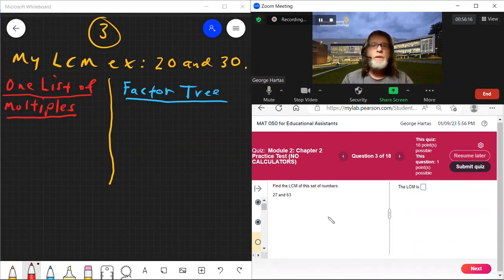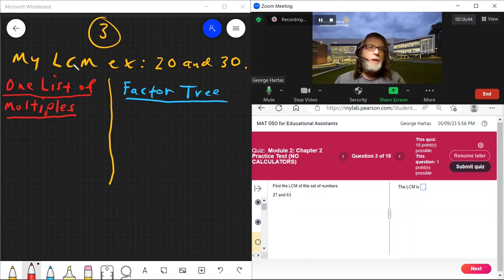Question 3, find the LCM of 27 and 63. Now, before we get to that particular question, I want to show you a problem that I made up using somewhat easier numbers, because I want to show you a couple of different techniques you can use. So one technique is called the one list of multiples. The other technique is called the factor tree.